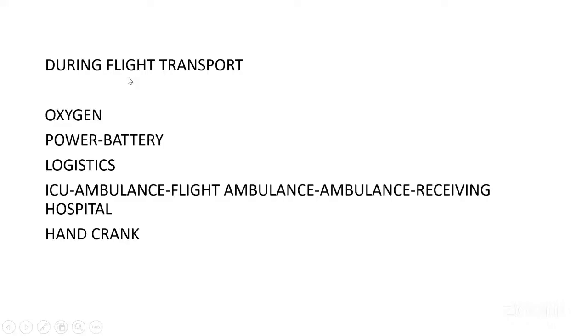If at all you're going by flight transport, you need to understand whether you have adequate oxygen. You need to have 2 oxygen cylinders, one for your ventilator, one for your ECMO. How much time the air travel is going to take, how much oxygen it is going to require, you have to calculate. The oxygen cylinder should be full, and depending upon the time of journey, whether that oxygen is going to be adequate has to be calculated initially.